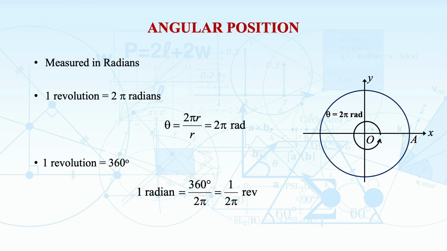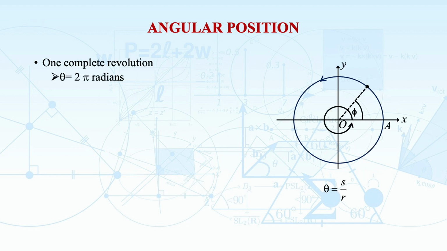You know that the angular position is defined as a ratio of the arc length covered along the circle divided by the radius of the circle. Now in one complete revolution, the distance covered by the particle along the circumference of the circle is nothing but 2 pi r, where R is the radius. So the arc length is 2 pi r. If you divide that by the radius, you get that in completing one revolution, the angular position has changed by 2 pi. So the angular position for one complete revolution is 2 pi radians.